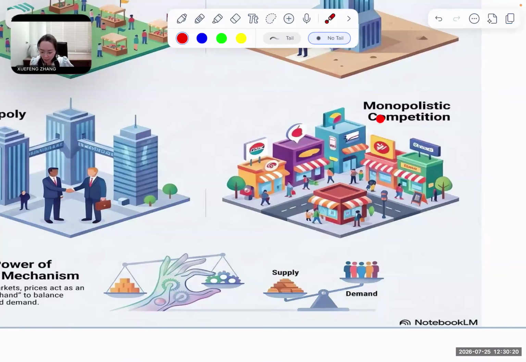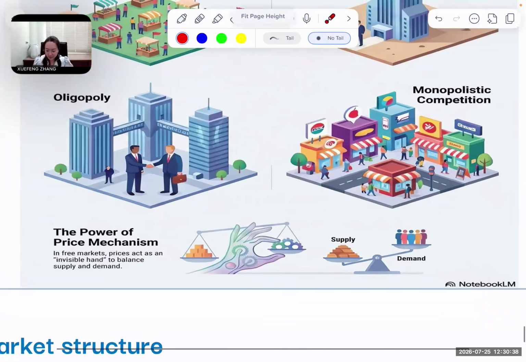Next one, monopolistic competition. A busy street full of different shops, all distinct, all competing for the same foot traffic, but each with their own identity. And here, the real theme tying this entire chapter together, the invisible hand, which is the price mechanism.